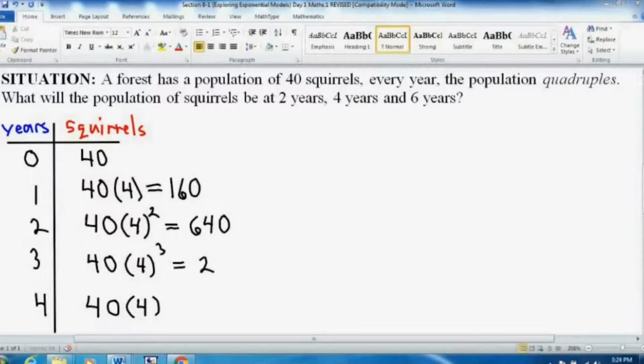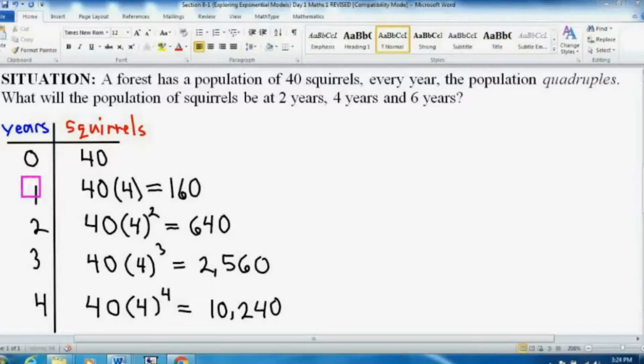We can now create a simplified form of expressing the squirrel population by using exponents. And that is, we can have the squirrel population at year 2 be 40 times 4 squared. The squirrel population at year 3 be 40 times 4 cubed. And we can have the squirrel population at year 4 being represented as 40 times 4 to the 4th power, which will again give us a squirrel population of 10,240.